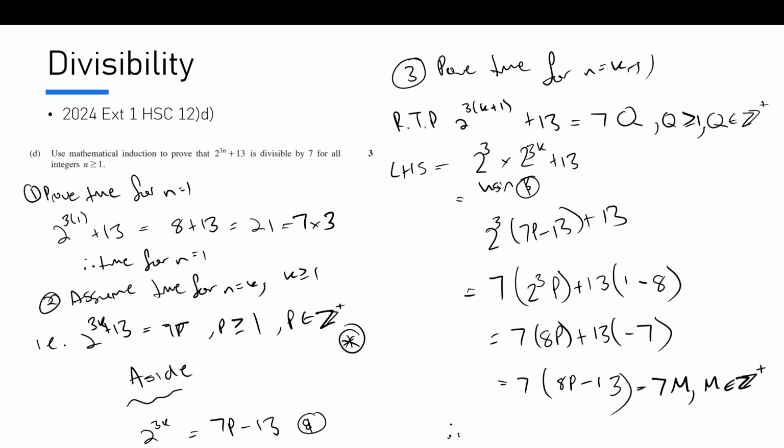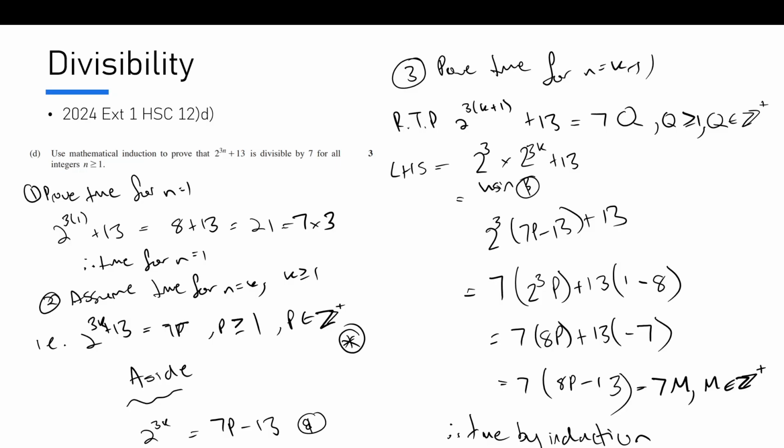And now we show that this expression holds true, where q is equal to 7m. For example, that's what we could say. Instead of 7m, we could say, therefore, q is equal to 8p minus 13, and we have to conclude, therefore true by induction.